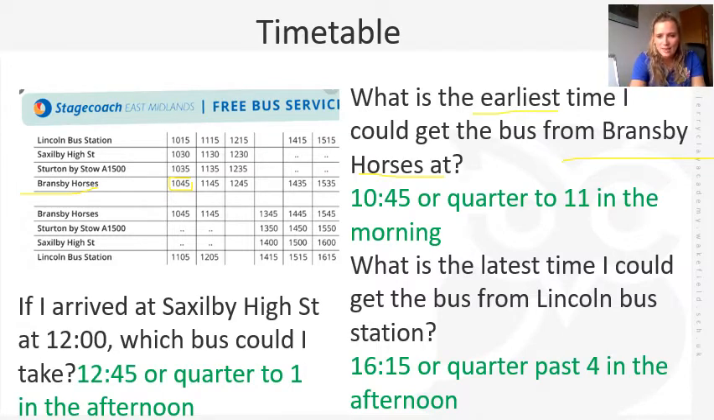Now my next question, I want the latest time, so have a look at Lincoln bus station. If you notice, there are two Lincoln bus stations, because this is when it repeats and goes round again. So you can either get one bus which goes at the times on the top section, or one bus that goes at the times on the bottom section. So this shows that there's two different buses. My latest bus I could catch could be 4:15 in the afternoon, or 16:15.